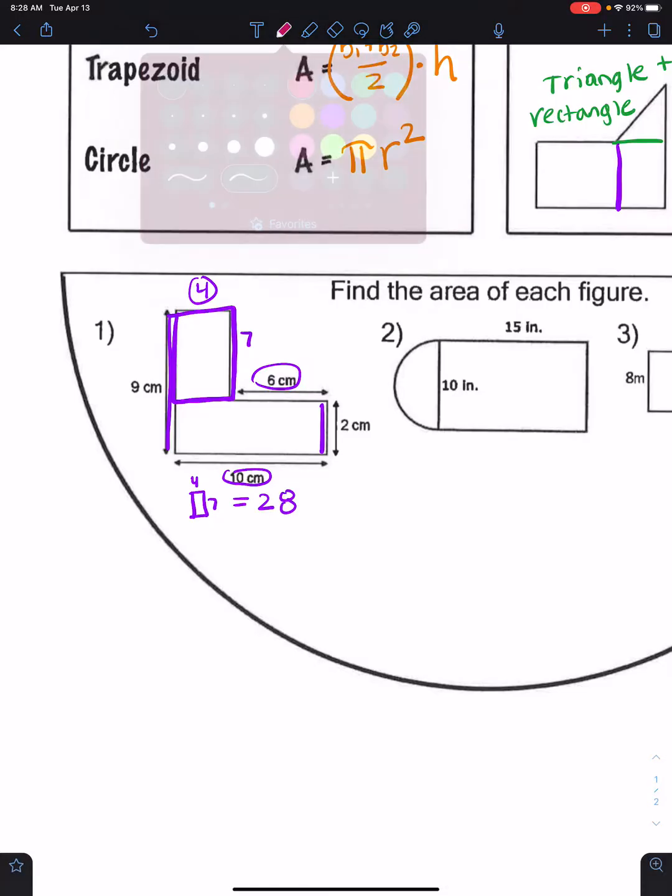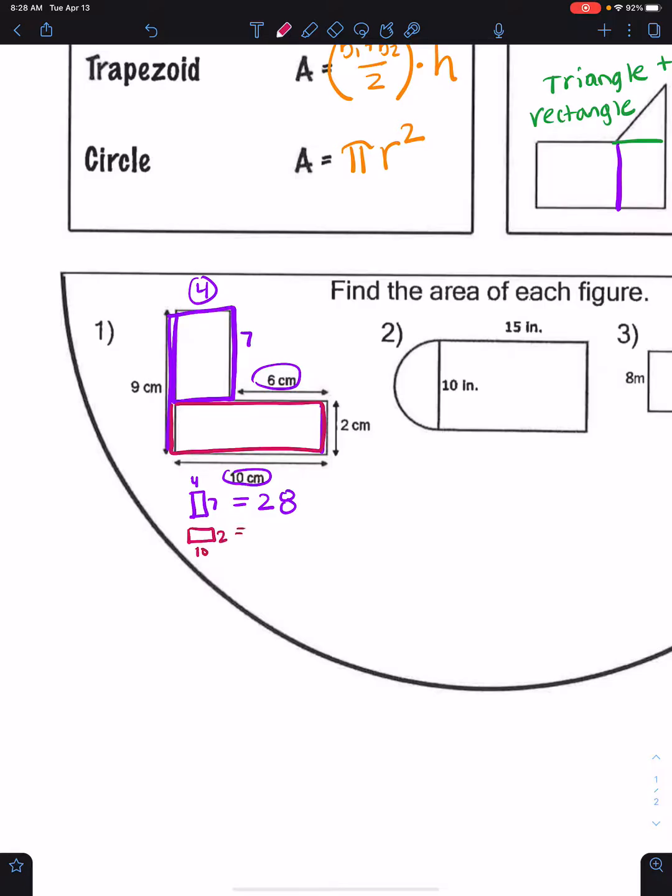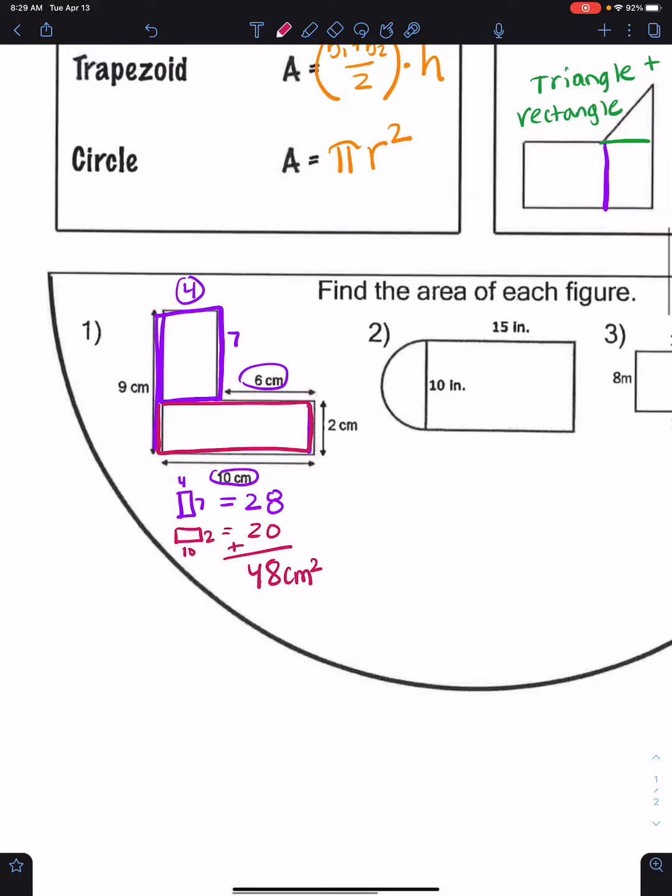And I'll use a different color for this bottom rectangle just to keep it all straight down here. That one is a 10 by 2, so that has an area of 20. So when I add those together, I get 48, and we know that area is measured in square units.